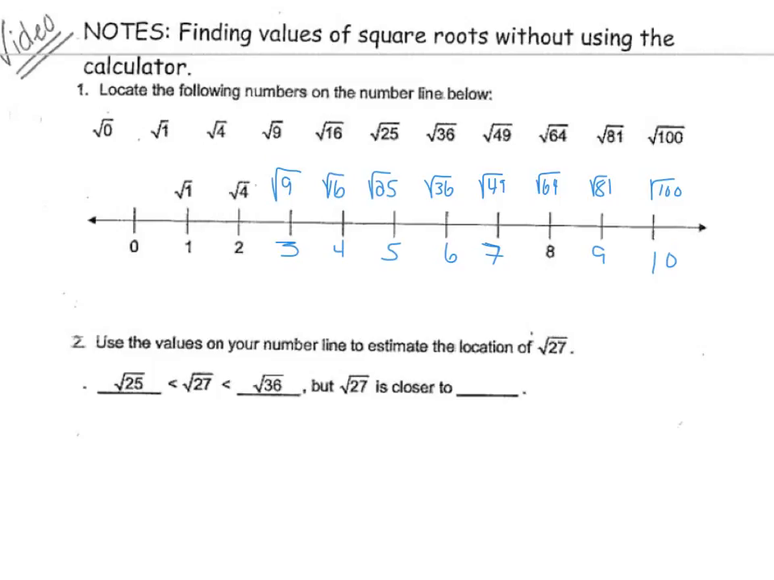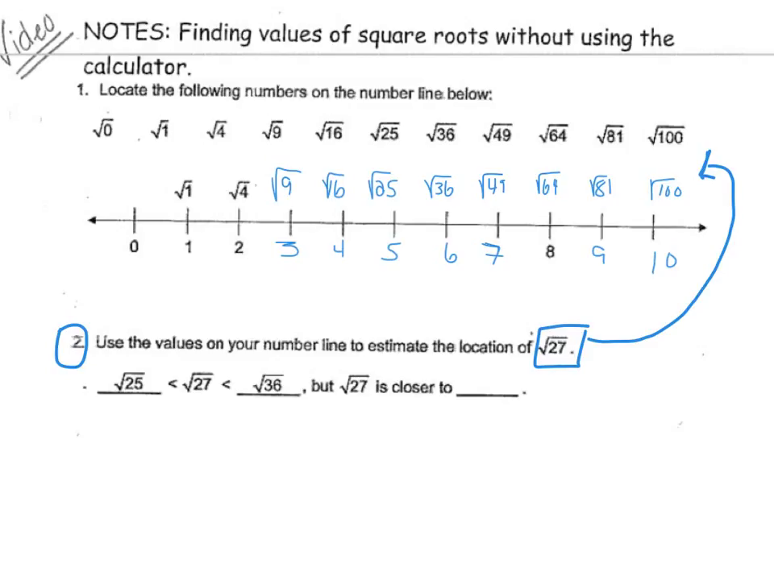All right, now that you have your number line filled in, we're going to do the first example. It says use the values on your number line to estimate the location of the square root of 27. All right, so we want to find where the square root of 27 is on the top part of your number line. Since it has a square root around it, we're going to look at the top of your number line and find out where that's going to be.